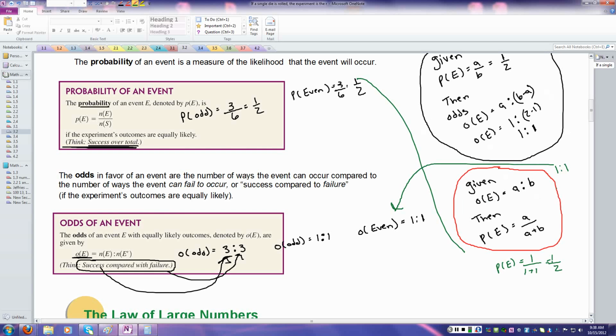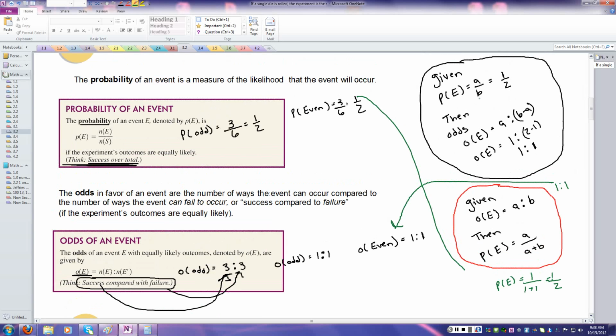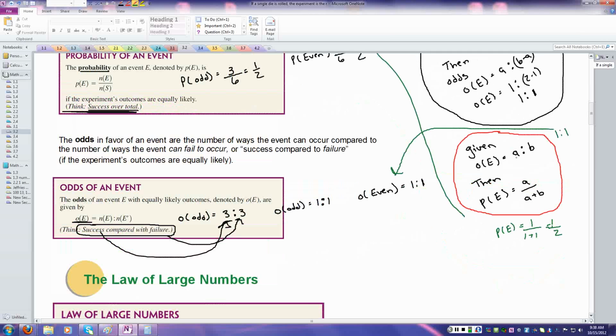And I will do some more examples of this. And it's important to note that if I have A over B, the odds are going to be A. It's always the top number, and then colon, the bottom number minus the top number. And if I give you the odds as A colon B, then the probability is A over A plus B. So hopefully that makes sense.